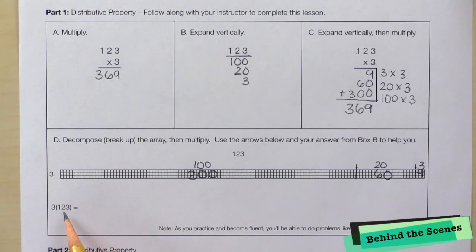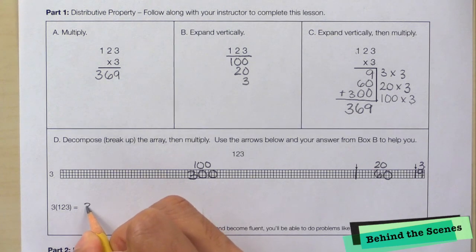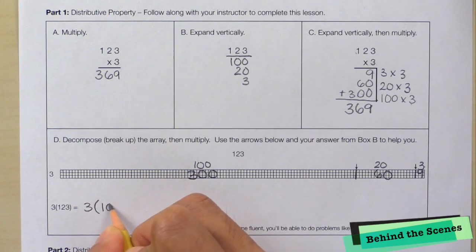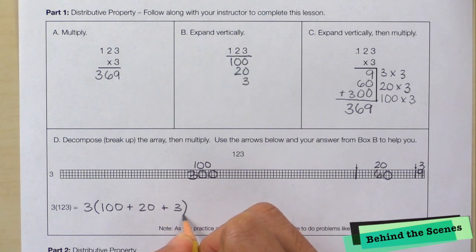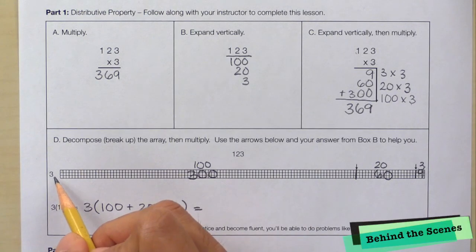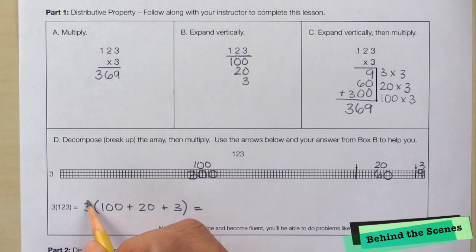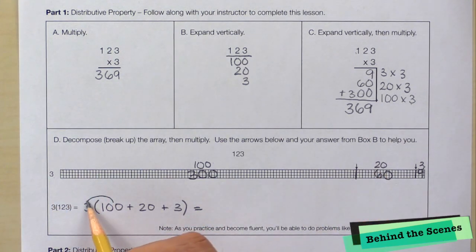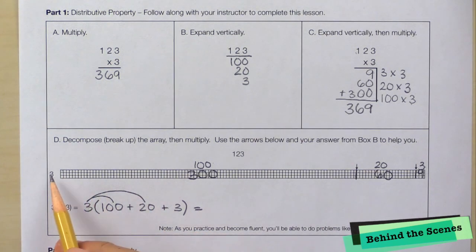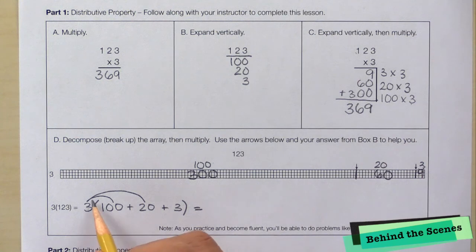Here's 3 times 123. And we'll break up 123 into 100 plus 20 plus 3. So instead of 3 times 123, we'll write down 3 times 100 plus 20 plus 3. Let's finish up the problem. The first step was 3 times 100, which is right here. Then we did 3 times 20, which is right here. And finally, we have 3 times 3, which is right here.